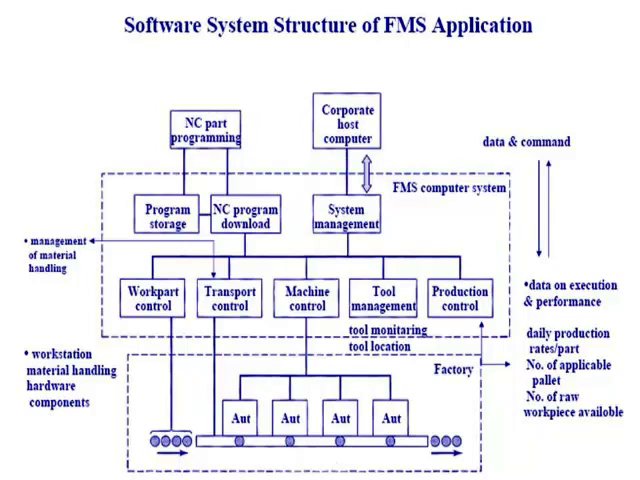Software system structure of FMS application. You can just go through this slide. It contains a numerical control machine. It downloads a particular program to a particular machine and also sends a signal to the transport controller, and that sends a signal to the particular AGV or conveying machine to move the part from the given location to that particular machine.